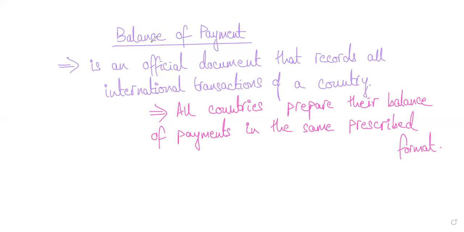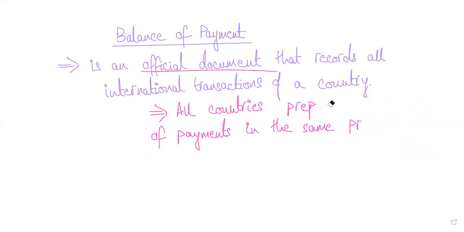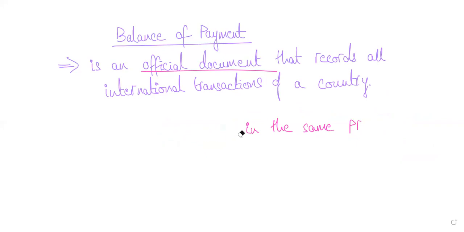Okay, so we already know what is balance of payments. It's an official document that records all international transactions of a country, and all countries prepare their balance of payments in the same prescribed format. Okay, now this being said, we'll move forward from here, and we will quickly jump to what are the different accounts within balance of payments, how do we record transactions, and so on. So first of all, let's get very clear on what is international transaction.